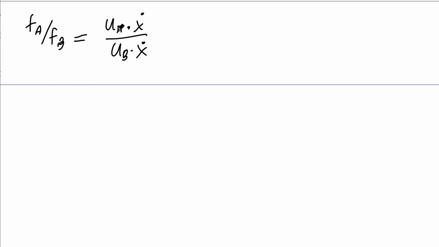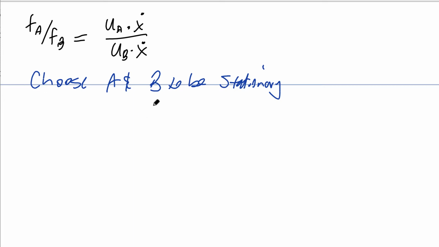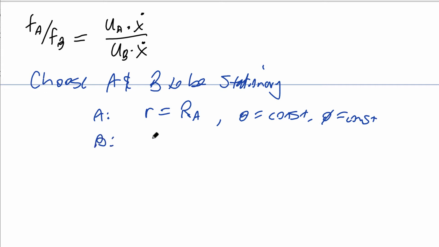So we need to choose observers A and B. Let's choose both A and B to be stationary observers. In other words, they'll sit at a constant r, theta, phi location. So observer A will be at an areal radius r sub a, and theta equal constant, phi equal constant. And for observer B, areal radius r sub b with theta equal to the same constant and phi equal to the same constant.